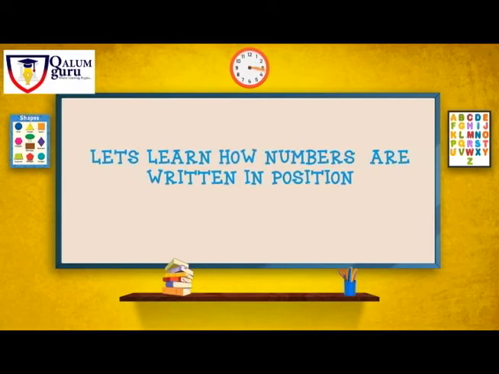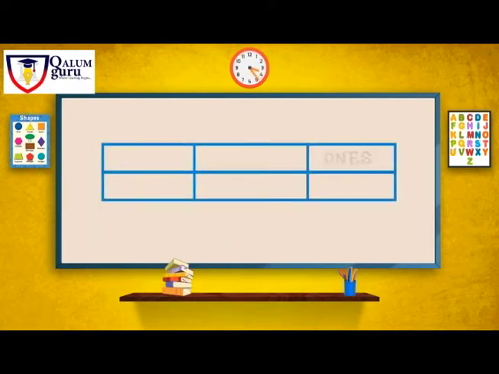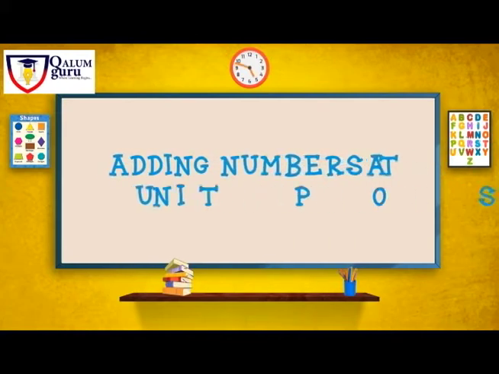Let's learn how numbers are written on positions. Numbers at unit place are called ones and are represented by O. Numbers next to ones are tens and are represented by T. Numbers next to tens are hundreds and are represented by H. Adding numbers at unit position.